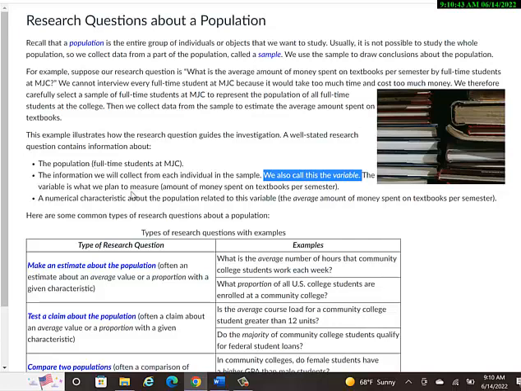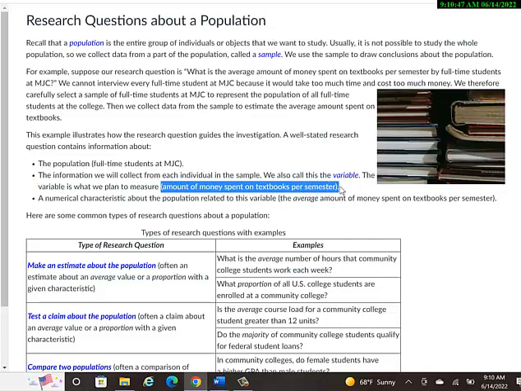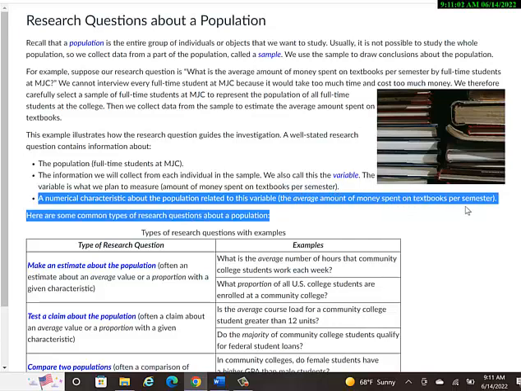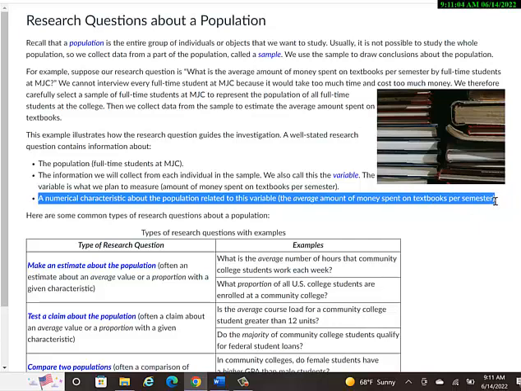The variable is what we plan to measure, which in this case would be the amount of money spent on textbooks per semester. Another thing you would want to think about would be a numerical characteristic about the population related to this variable. So probably the numerical characteristic would be the average amount of money spent on textbooks. I'm not sure what a good number of students in the sample would be, but statistical researchers would think, okay, let's say 200 students is a good number.